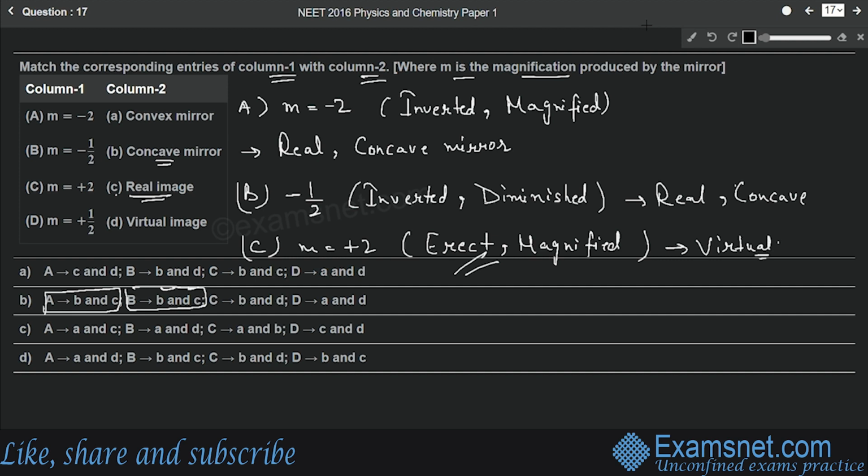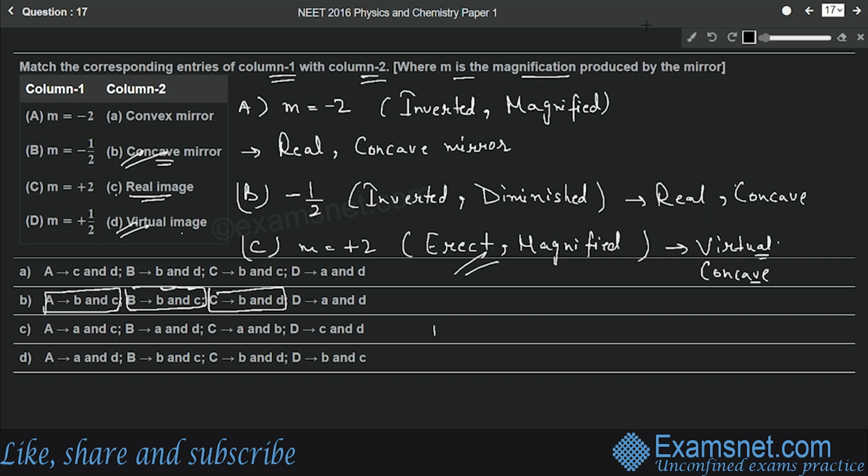So in which type of mirror is it possible? It is again possible in concave mirror only. Okay, so virtual image and concave mirror. So it will be matched with number B, that is concave mirror, and number D, that is virtual image. Okay, so you can see here C is matched with B and D.